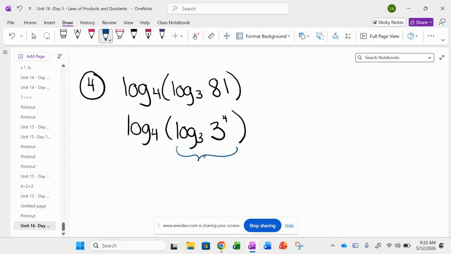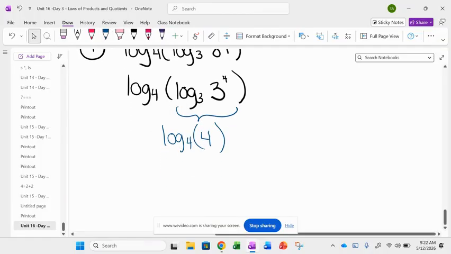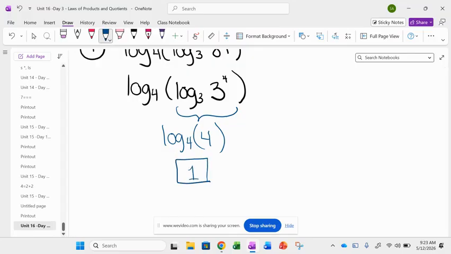And then I look here. Is this a shortcut? Log base 3 of 3 to the fourth? Yeah, log base b of b to the t is just t. So what does this simplify down to? 4. So now I have log base 4 of 4. What's log base 4 of 4? 1.